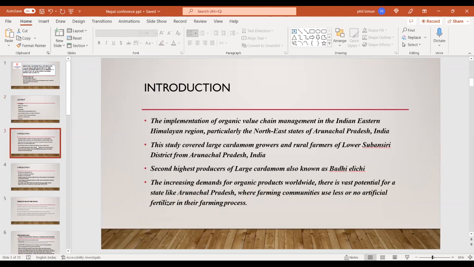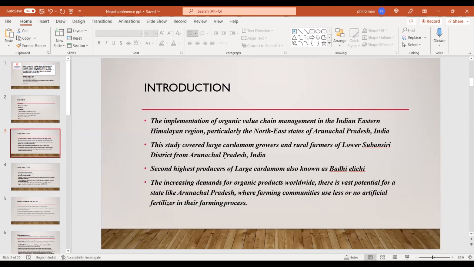To start my presentation, I would like to give a brief introduction of why this study is important and why we have done it. The Northeast region is by default known as an organic region, yet the government has set some organic certification processes. In the Northeast, my study area is Arunachal Pradesh, and I purposefully selected the Lower Subansuri district, because the second largest large cardamom producer is from this particular district.